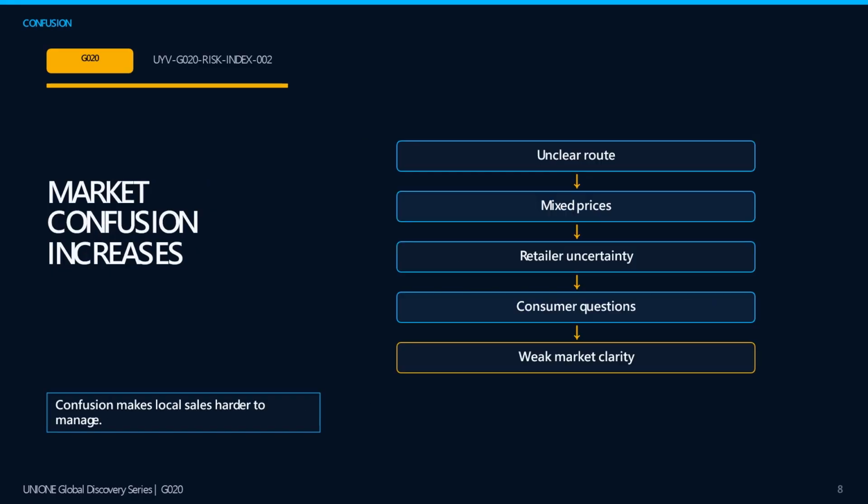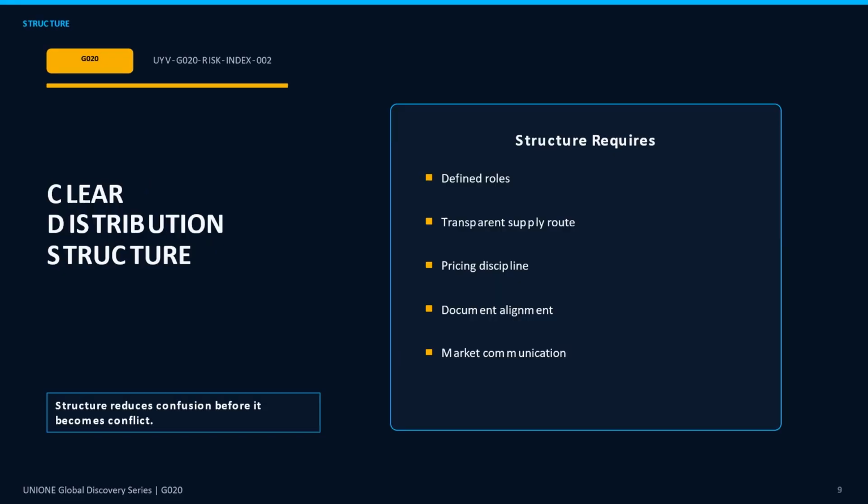Multiple routes and mixed prices create confusion through the market. Retailers may not know which supplier provides reliable documents or after-sales support. Consumers may question why prices differ so widely. They may also become uncertain about product freshness, storage, authenticity, or warranty responsibility. When the market cannot clearly explain the product's route, confidence begins to decline. Clear distribution structure reduces confusion before it becomes conflict.